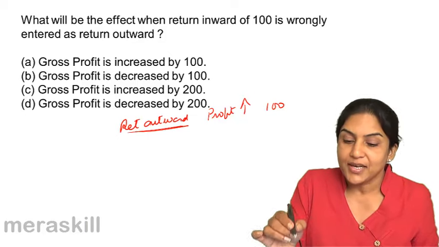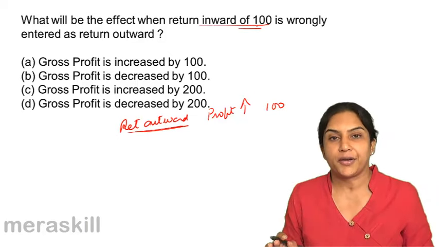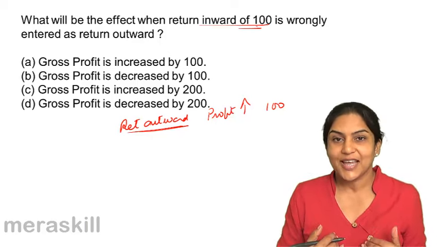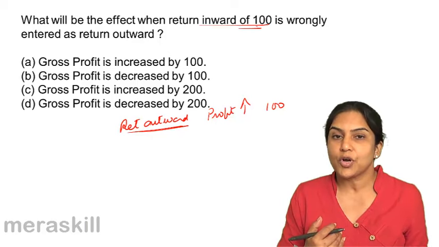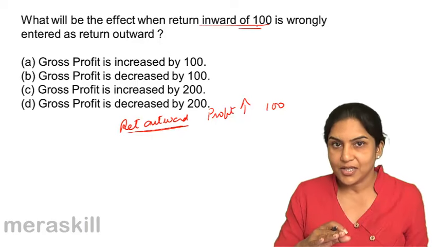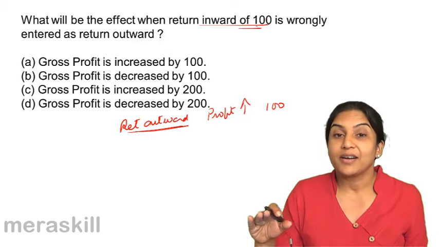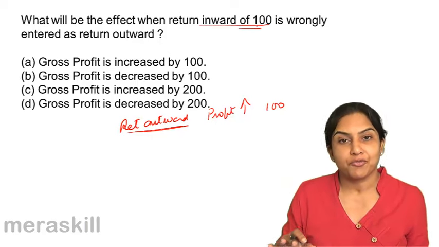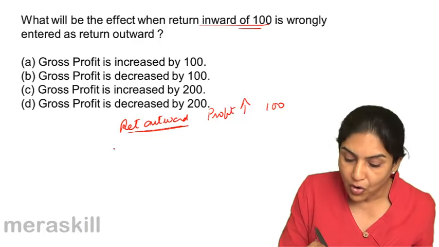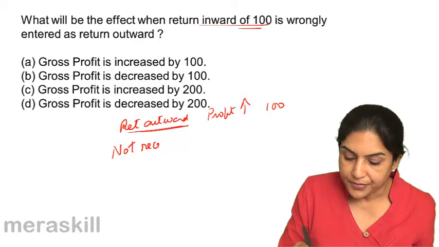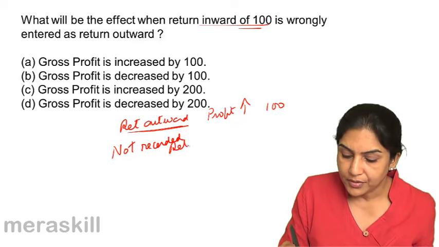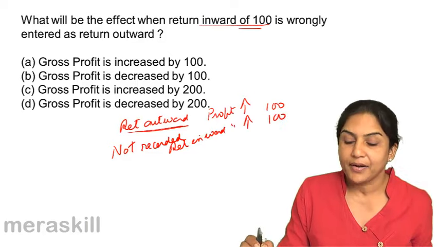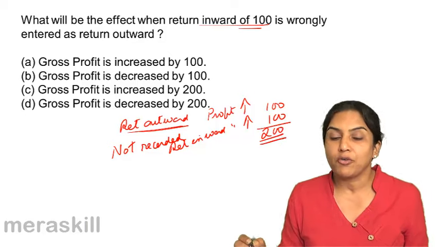Now not only is this, there is a return inward of 100 which we have not recorded. Return inward is a sales return. So sales return is a reduction in sales, a reduction in income, a reduction in profit. Had we recorded it, our profit would have come down by 100, but we have not recorded a return inward. And because we have not recorded, again profit has gone up by 100. So our difference should be of 200.